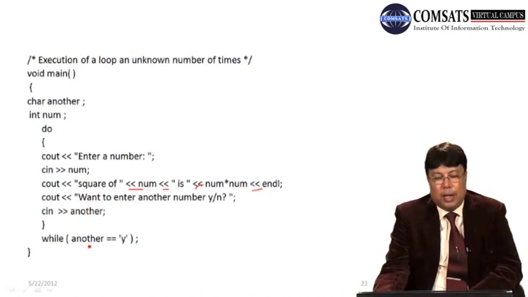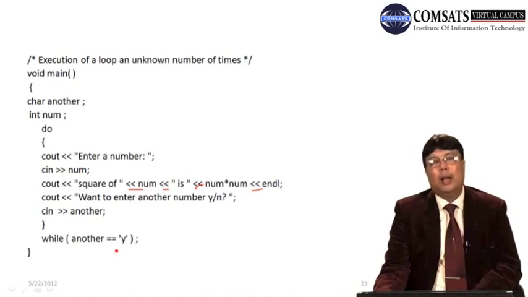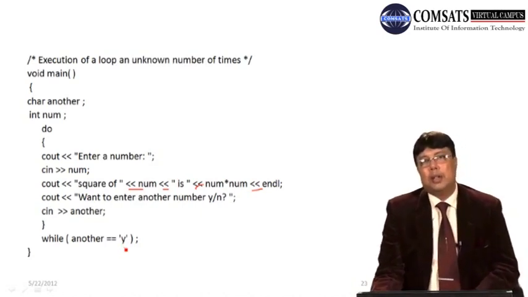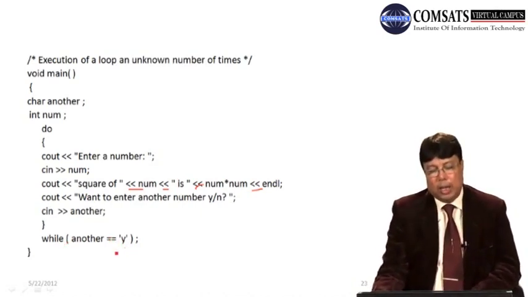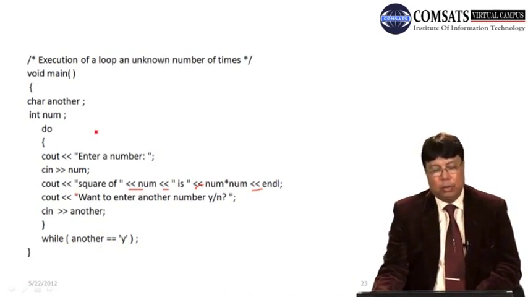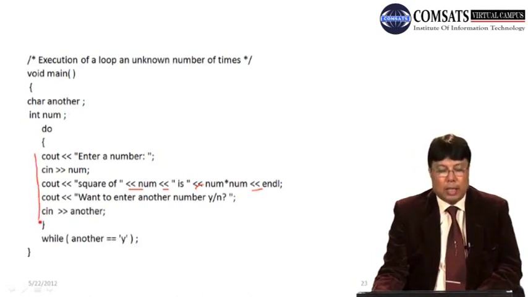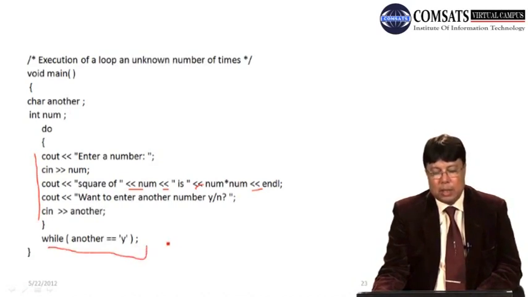Now it will test. If you have pressed yes, it will go back up again because the result is true. If the result is true, it will go up again and keep on executing. But if you press any character other than y, it could be n, it could be carriage return, it could be any character, then the test will fail, means you don't want to repeat this. So this body will execute at least once before making this test.